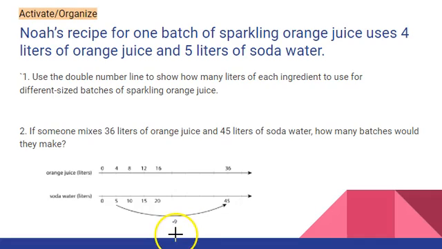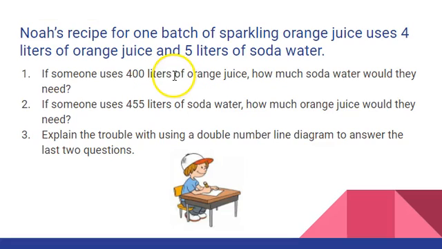We could keep going on and on with these kinds of number lines, but we start needing a really large number line to help us understand things. So let's see how we can do with these. If you had 400 liters of orange juice, how much soda water would you need? 4 to 400, multiplying by 100, so we would need 500 liters of soda water, right?